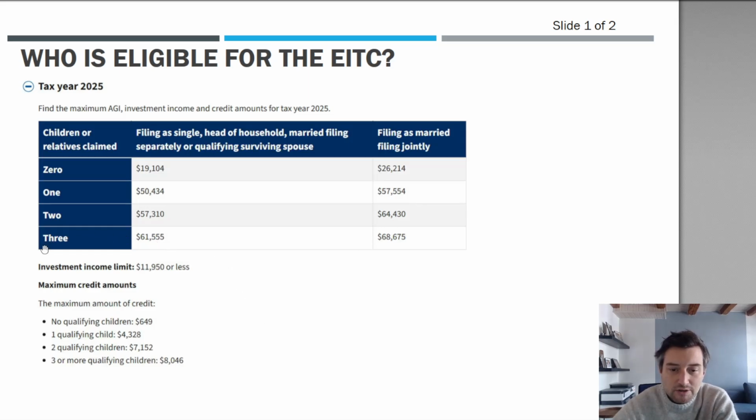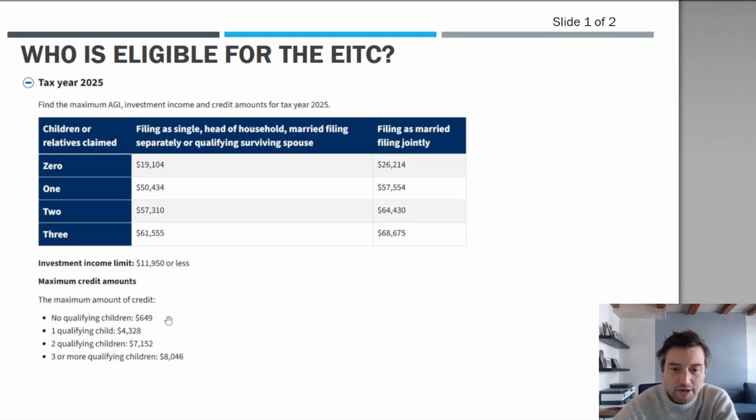Another important detail is the investment income limits. So you can't have more than $11,950 in investment income. So think of things like interest, dividends, capital gains, other types of portfolio income. If your investment income is above these thresholds, then you're not going to be eligible for the EIC, even if your income is below these relevant thresholds. And the reason for that is they're really trying to give this credit to families, to taxpayers that have earned income. So, W-2 wages, for example.